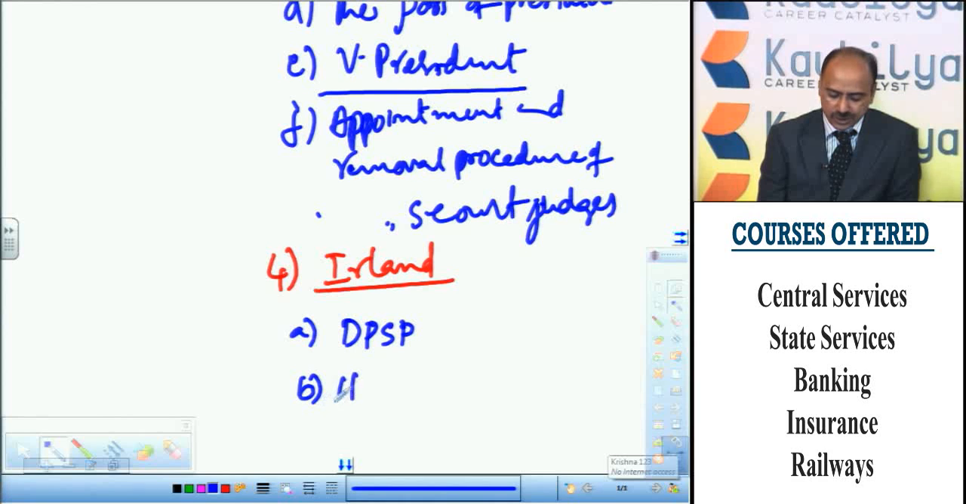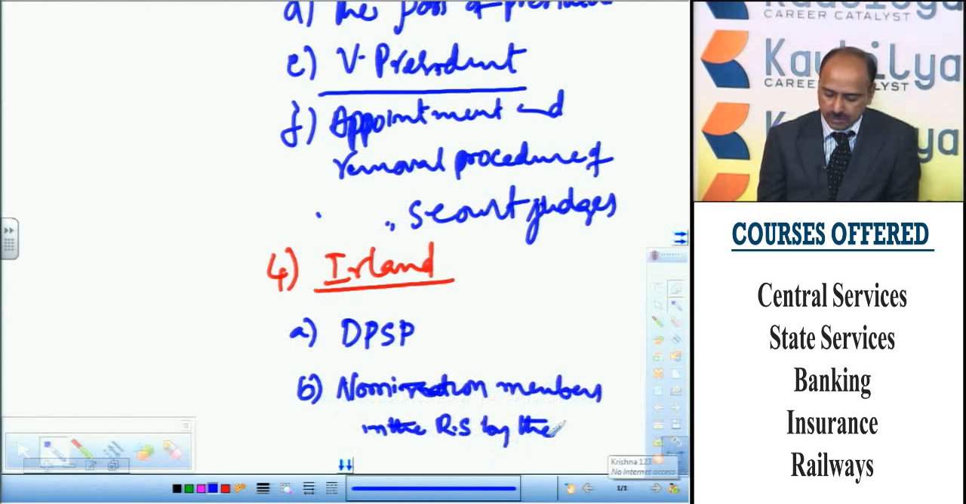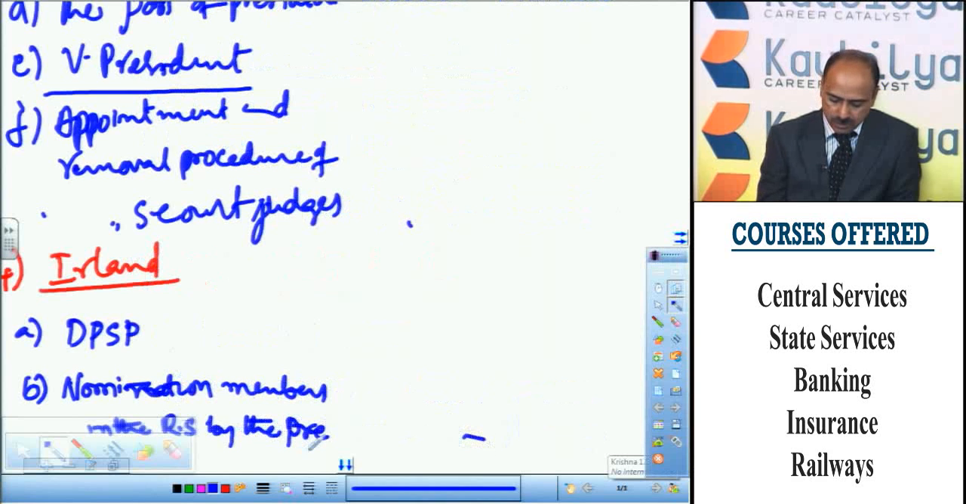Next, nominated members in Rajya Sabha by the President. The President of India nominates 12 members in Rajya Sabha from various fields like science and technology, arts, literature, and social work. This concept is borrowed from Ireland.